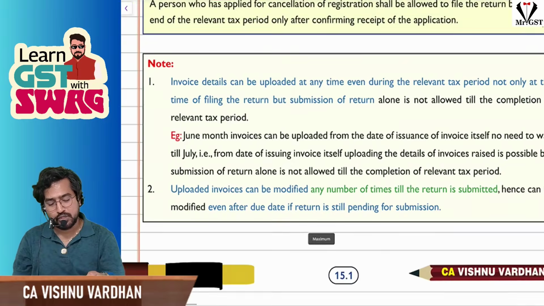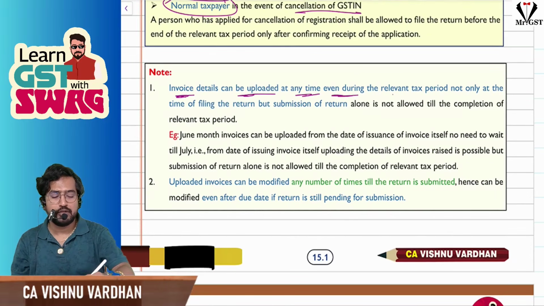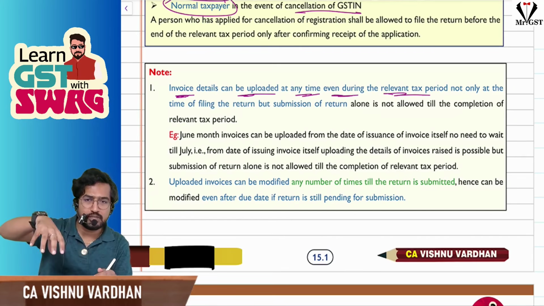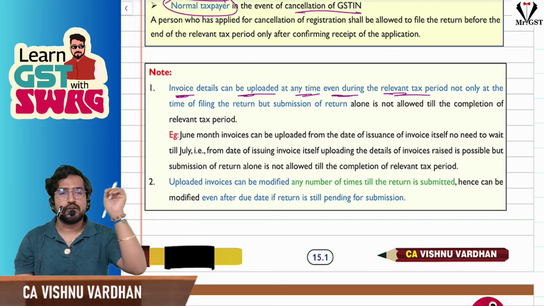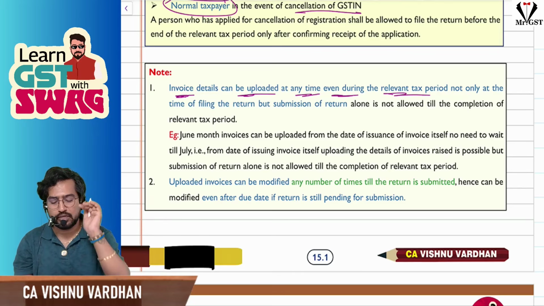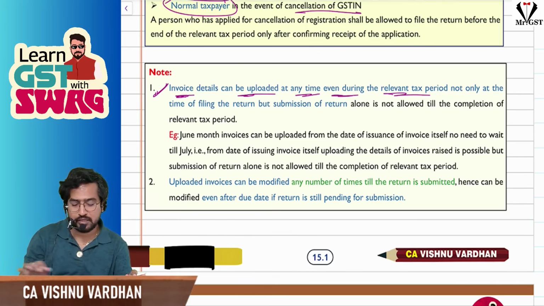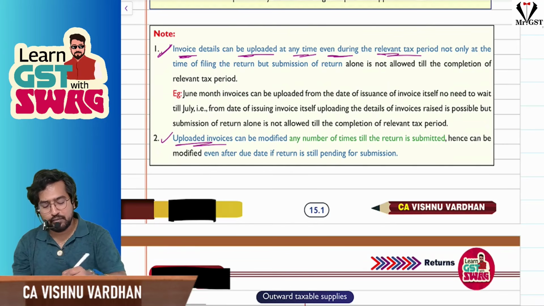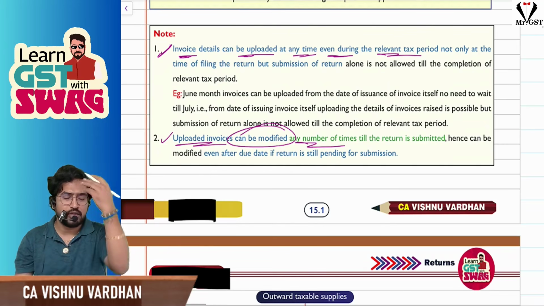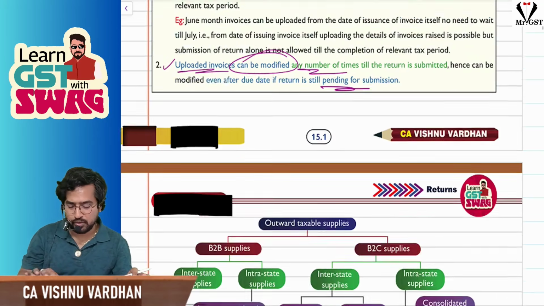Next. What is the note here? Invoice details can be uploaded anytime, even during the relevant tax period. For example, June month invoices can be uploaded even in the month of June, but you cannot file the return. You cannot click the submit button. So you can keep on updating the invoice details in the return even before the end of the relevant tax period. Uploaded invoices, can I modify them? You can modify any number of times till it is submitted. Okay, right, you have gone through that.